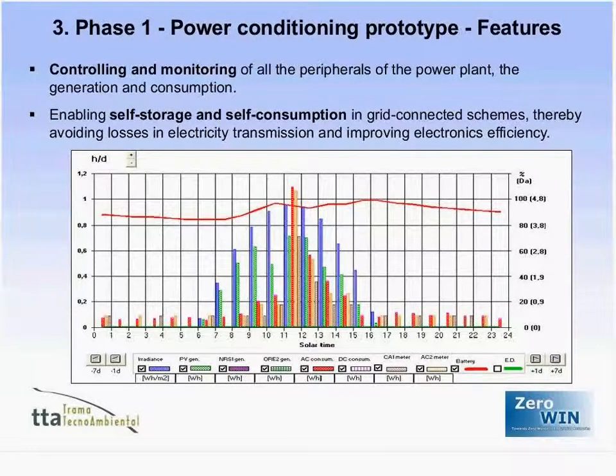At the same time, another option that includes flexibility and also efficiency, because it enables us to really maximize the output of the PV plant, is the enabling of self-storage and self-consumption when we are connected to the grid. When we began this project, this was a very new approach. It had only been discussed or developed in theory. And thanks to this ZeroWind project, we've been able to demonstrate it in practical terms, having batteries and being grid connected at the same time. This graph is an example of the kind of monitoring software that we have been considering in the prototype design.